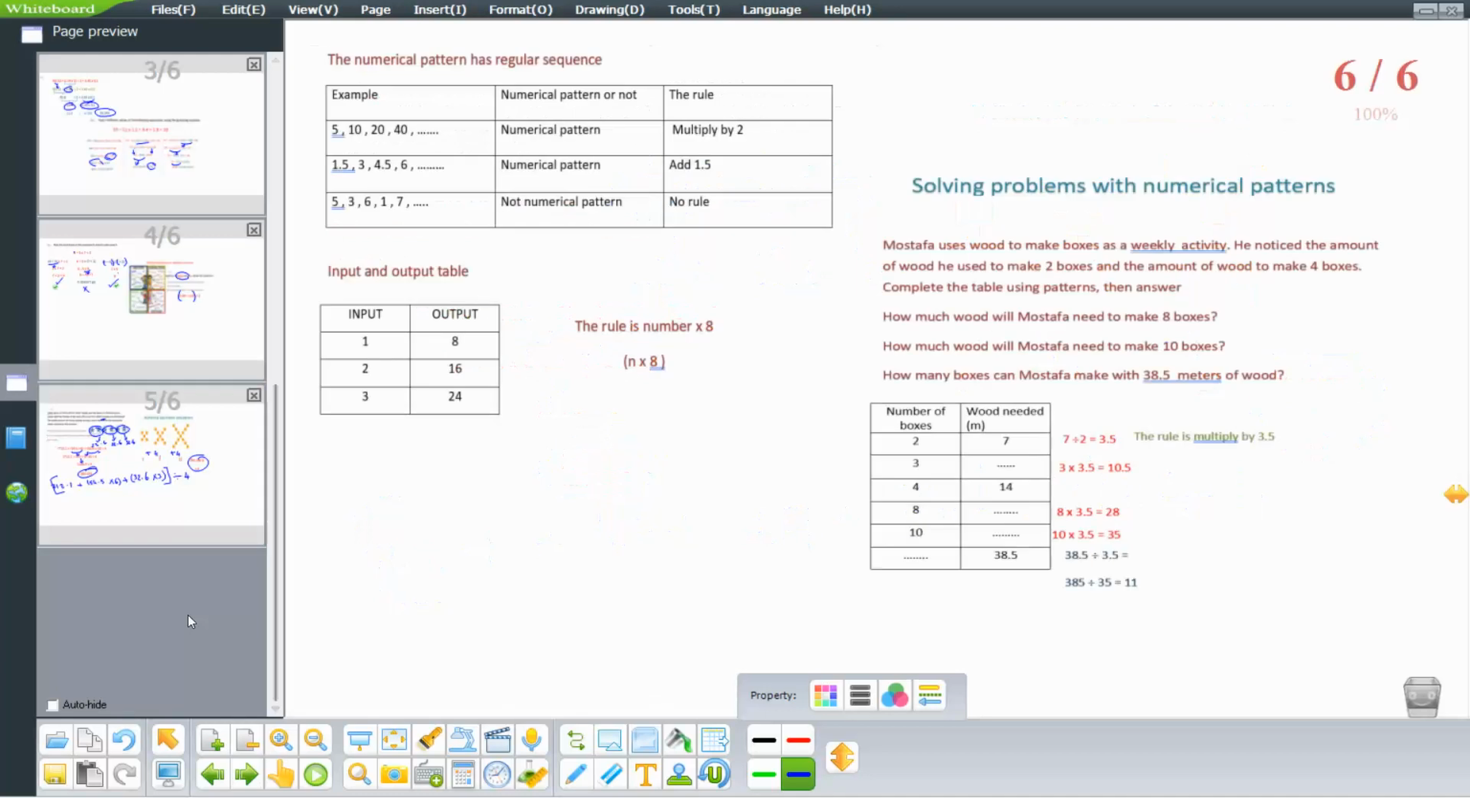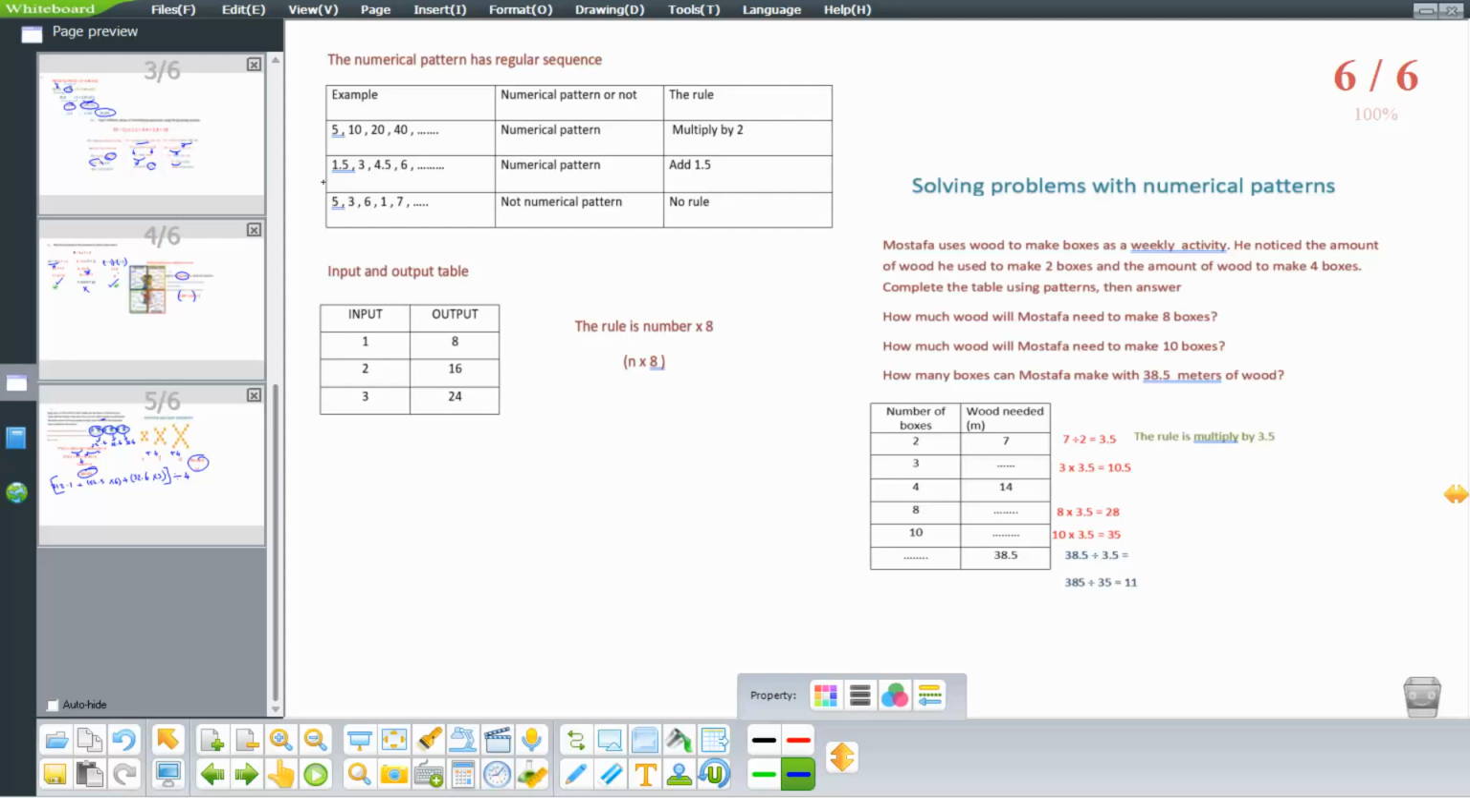Okay, the numerical pattern has a regular sequence. Let's see the example 5, 10, 20, 40. Is this a numerical pattern or not? The numerical pattern must have a regular sequence. So 5, 10, 20, 40, regular or not? Yes, regular, because every time we multiply by 2. So this is a numerical pattern.